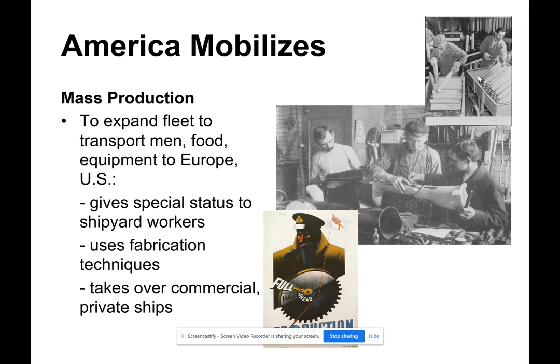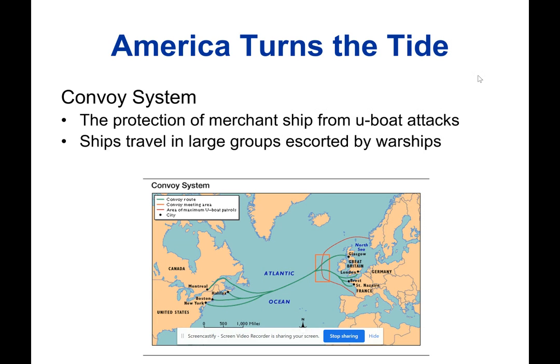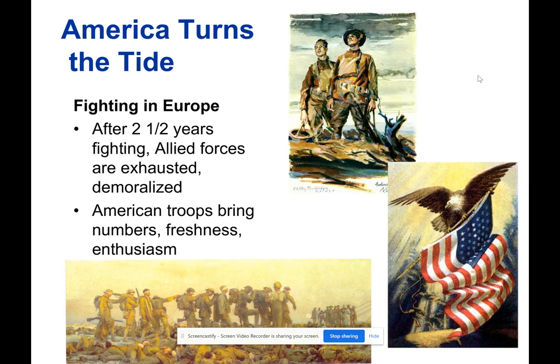Okay. So to expand the fleet to transport men, food, and equipment to Europe, the United States decides to give special status to shipyard workers, uses fabrication techniques, and takes over commercial private ships. Okay, here's some images. They have the convoy system, which protects merchant ships from U-boat attacks. And the ships travel in large groups, escorted by warships, right, to kind of preserve the safety of them.